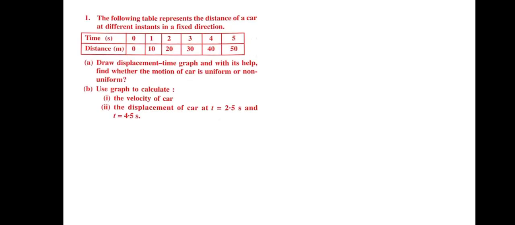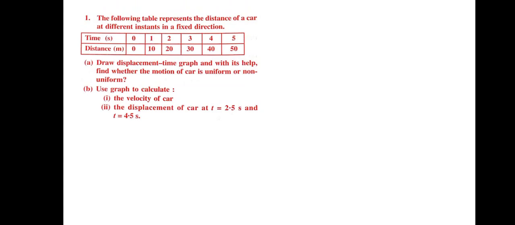So question number 1 from the book, which says the following table represents the distance of a car at different instants in a fixed direction. So the table is given, and number A, draw displacement time graph and with its help find whether the motion of car is uniform or non-uniform. Number B, use graph to calculate the velocity of car, the displacement of car at t equals 2.5 second and t equals 4.5 second. So let's try to understand.